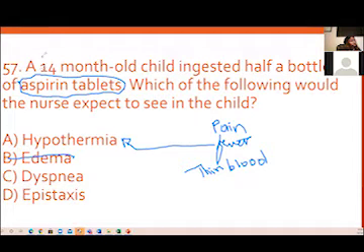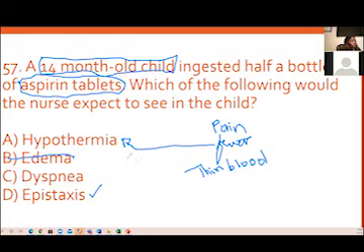So this is a 14-month-old child. Here's one of the things: as the child's liver starts to mature, if they take aspirin, they may bleed. And one way they may bleed is by epistaxis. One of the ways that they may bleed is epistaxis.